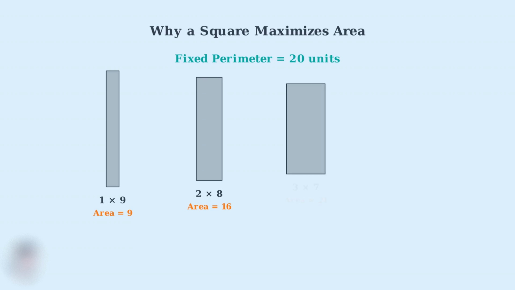Moving closer to a square, we have a 3 by 7 rectangle. The perimeter remains 20 units, but the area increases to 3 times 7, which equals 21 square units. Finally, we reach the square with dimensions 5 by 5 units. The perimeter is still 20 units, but now the area reaches its maximum value of 25 square units. Notice how the square highlighted in teal has the largest area of all rectangles with the same perimeter.